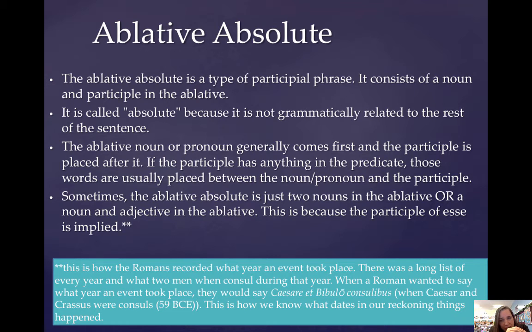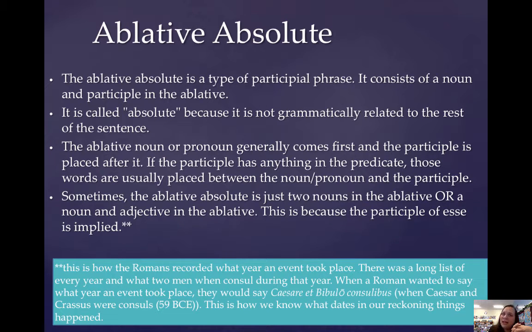Sometimes the ablative absolute, though, is not a noun and a participle. Sometimes it's two nouns. Now, the reason for this is because there actually is an implied participle in the ablative absolute. The implied participle is the more or less non-existent present active participle of the verb to be, esse, okay?